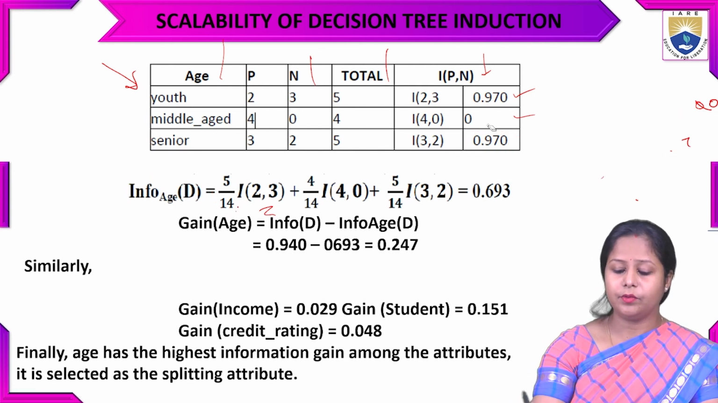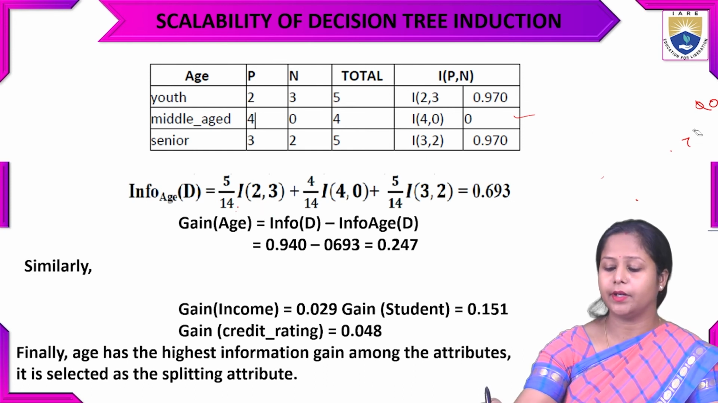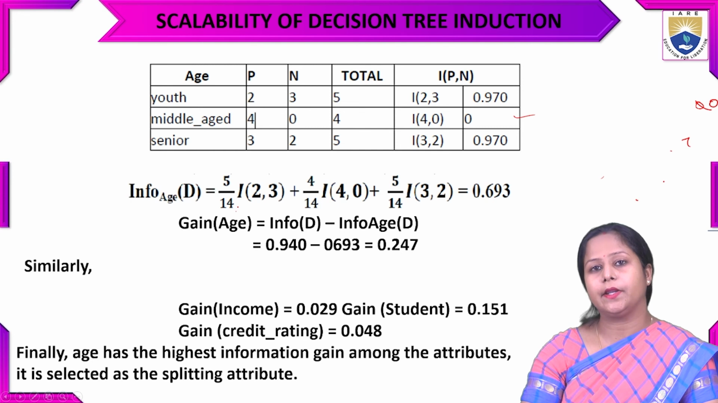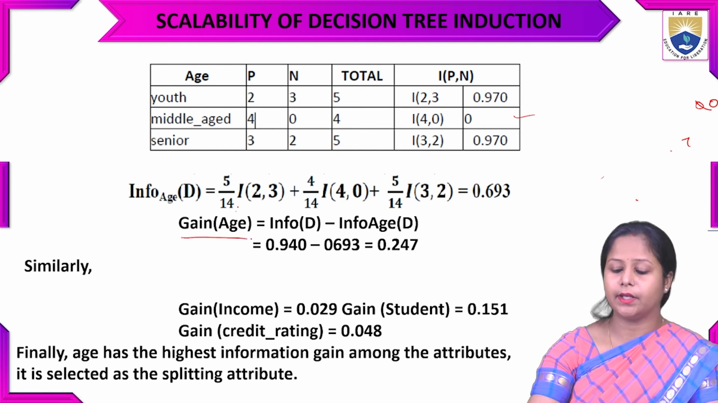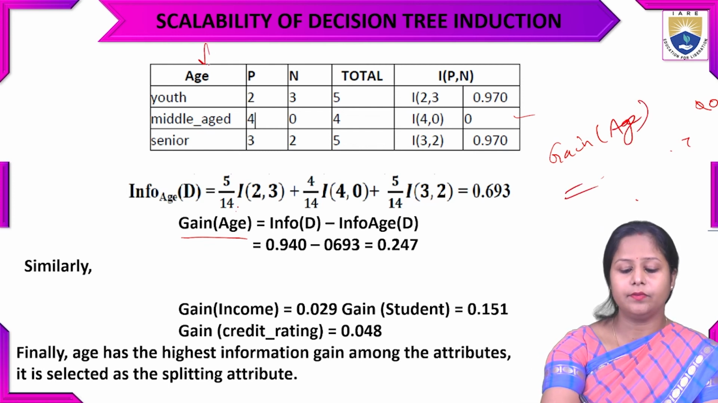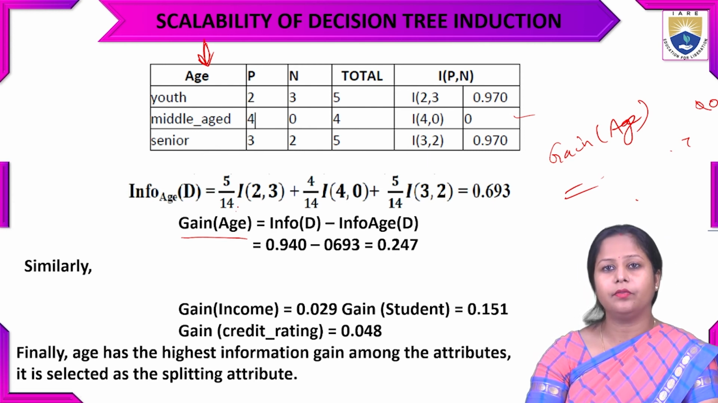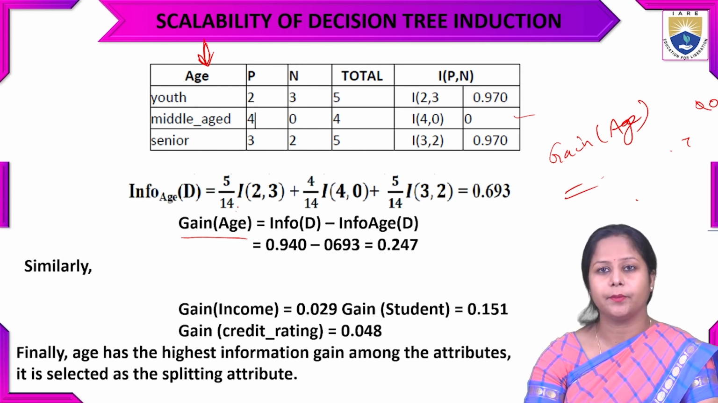Then we have to calculate the gain of the same. At the last, we need to calculate the gain of the total tree. So then we will calculate the gain of the age, right? Because we are working on this column. Gain of the age is equal to info of D minus info of age T.